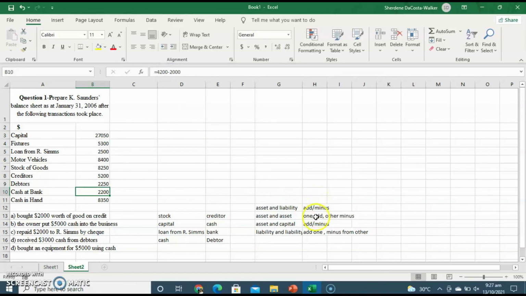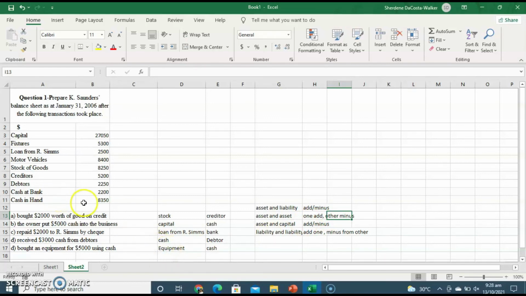So one we add and the other we minus. All right. And then the next one says bought an equipment for 5,000 using cash. So the two things affected based on the transaction is that an equipment was bought and then we used cash. These two are assets. What did we say about when two assets are affected? One must be added to and one must be minused from. All right. So we're going to look at that.